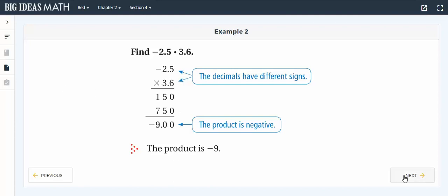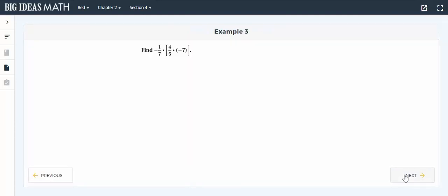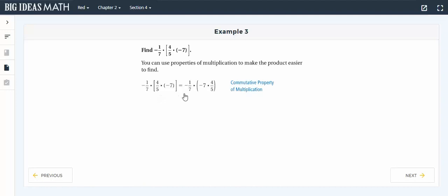And then our third example is when we have a couple of things combined at once. When you have multiplication 3 ways, we can actually use the properties of multiplication to make the product easier to find. So what I would do is take negative 1/7 and negative 7 and multiply them first, because you can multiply in any order when you have 3 numbers to multiply.